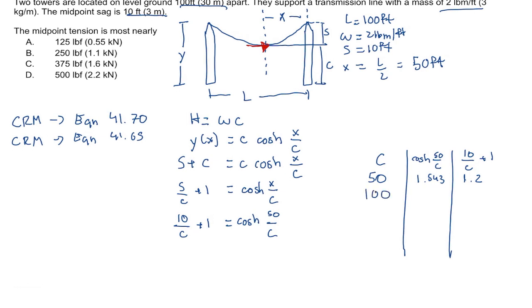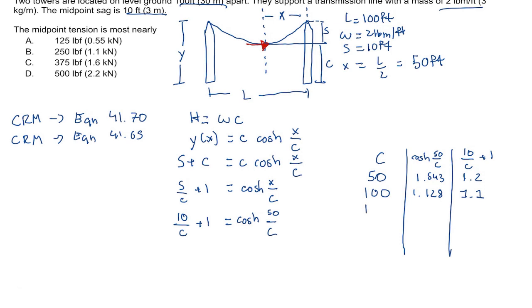100. Let's try 100. Okay. So doing 100, the hyperbolic cosine of 50 divided by 100, that gives me 1.128. Now on the other side, 10 divided by 100, which is 0.1, plus 1 is going to be 1.1. Getting closer. I'd like to get a little bit closer for me. I like having it closer.